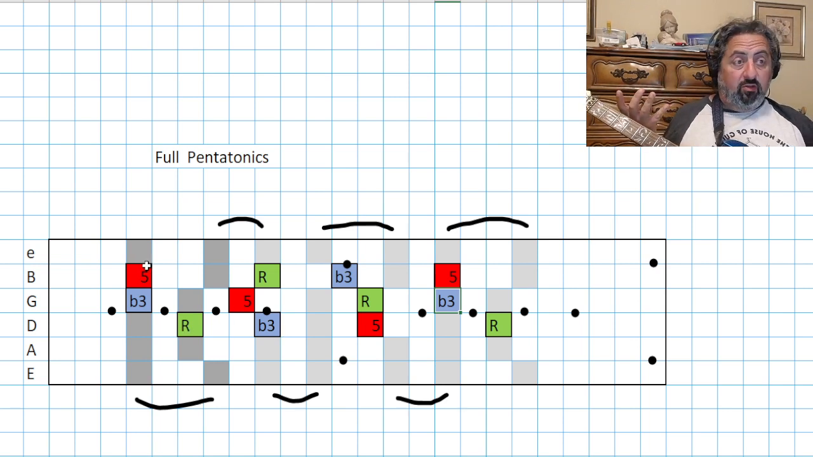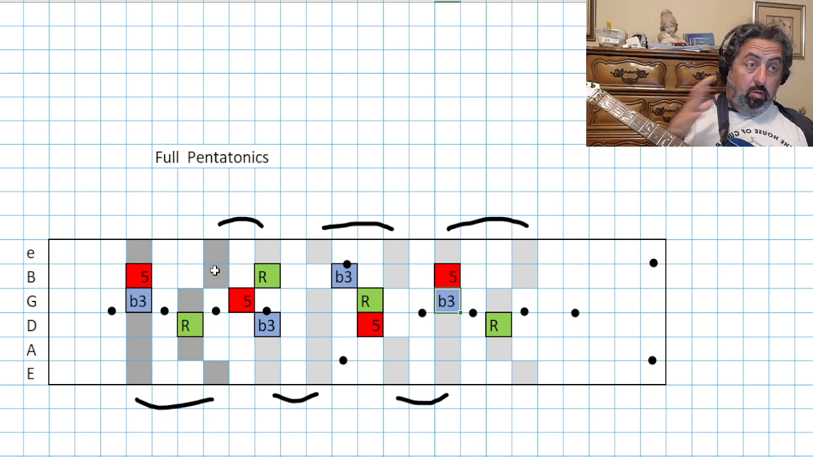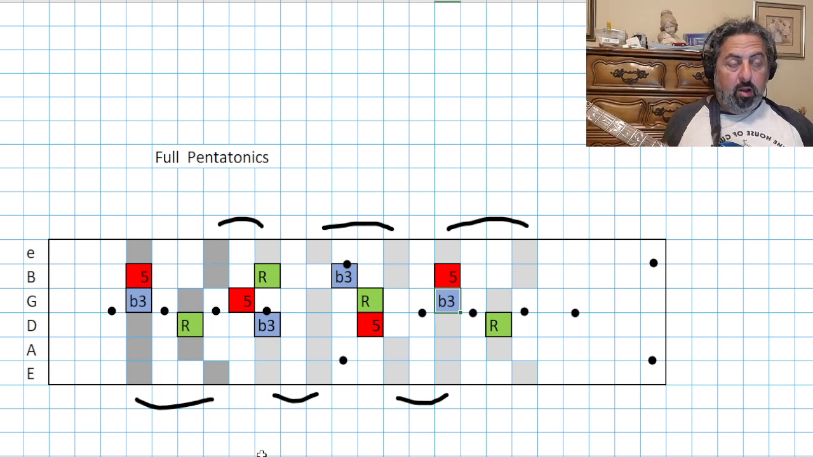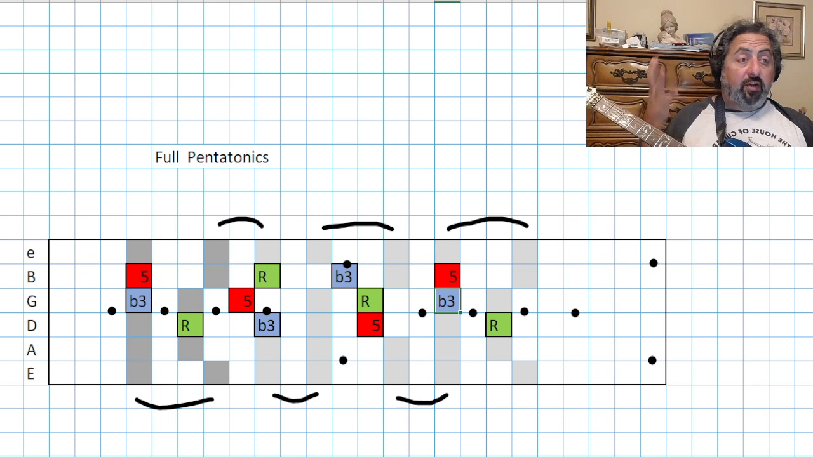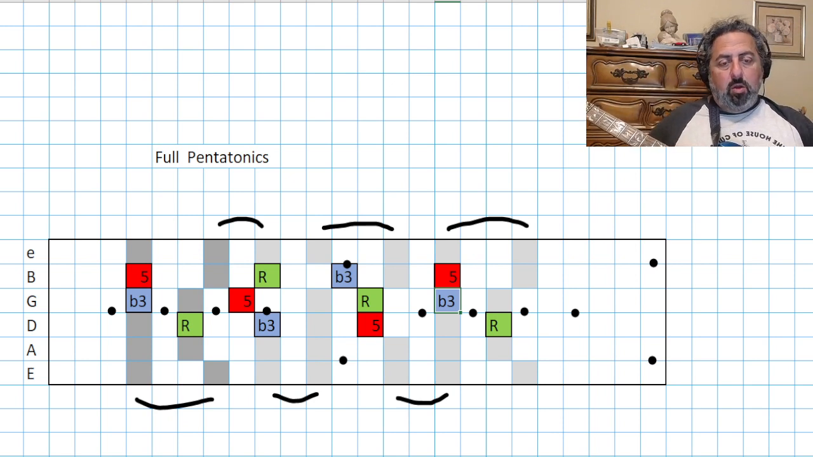Now you won't sound as pro. You're missing out on the milk notes. So that's why guitarists know these other things. So you can really get the most professional sound out of this system.